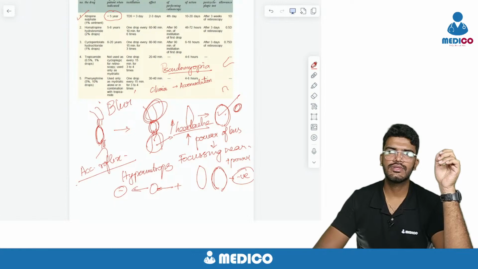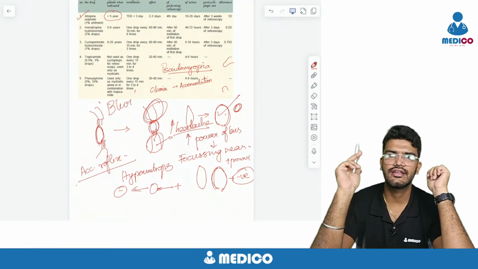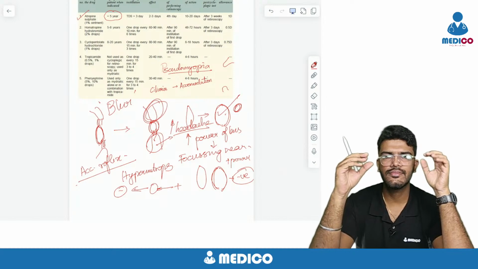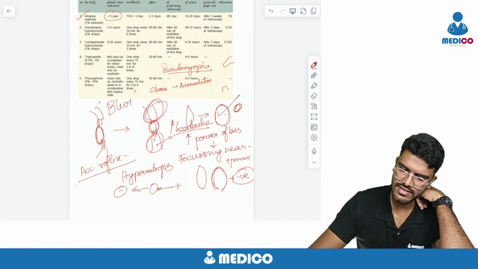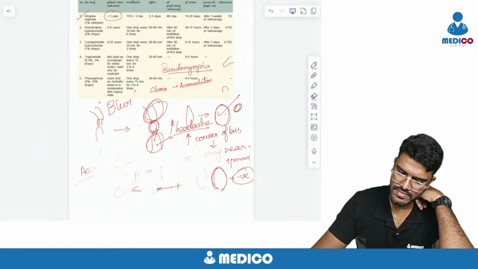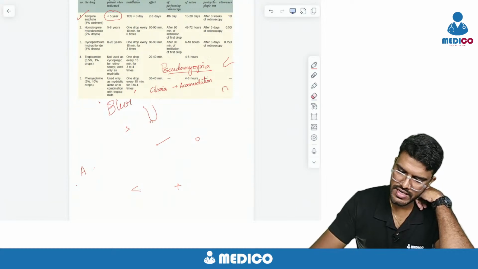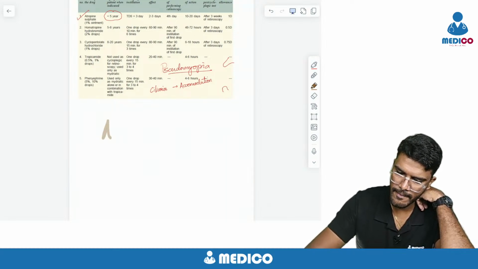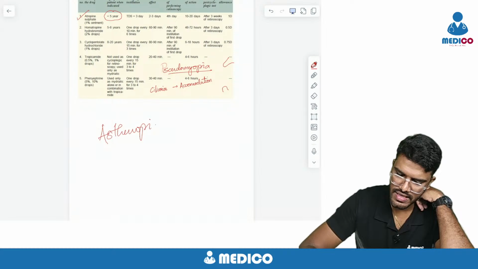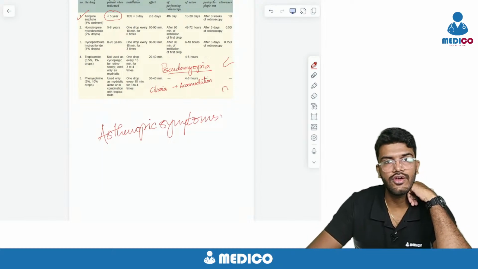Because when we talk about so much eye strain, right? This is the eye strain. Keeping the ciliaris muscle contracted all the time by doing excessive near work is one of the main reasons for headache. And what is that called? We've read it at the time of the refraction chapter. Asthenopia. Remember, these are all asthenopic symptoms. Headache, watering, blurring of vision.